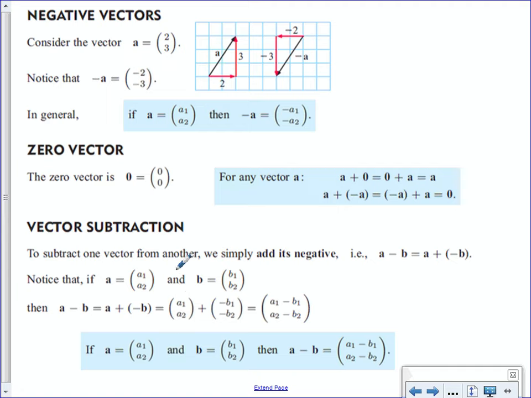Subtraction is the same thing as adding the negative of the vector. So the whole point of this is it's all about components. You just combine the x components and combine the y components.